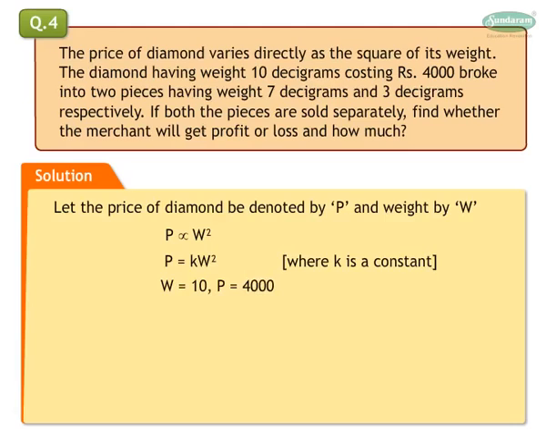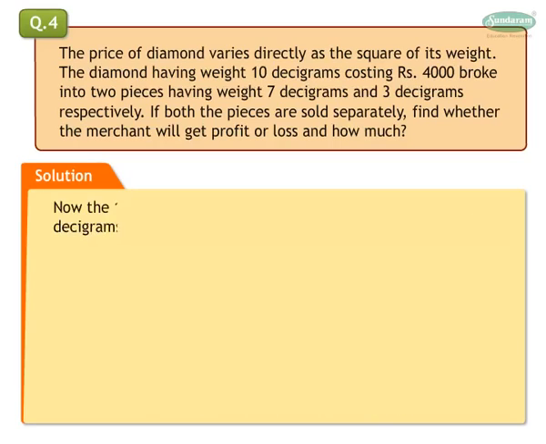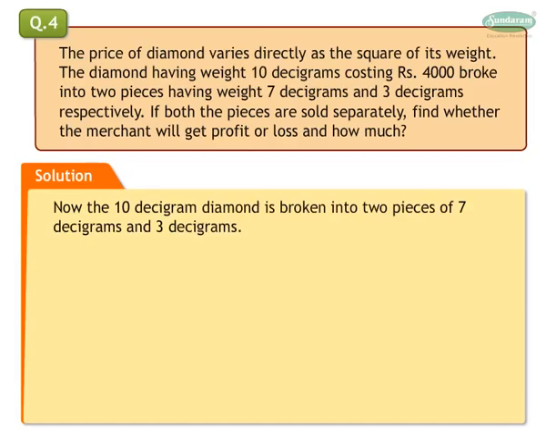By substituting the values, we get 4000 is equal to k into 10 square. Therefore, k is equal to 4000 upon 100. Therefore, k is equal to 40. Therefore, the equation of variation is P is equal to 40W square. Now, the 10 decigram diamond is broken into two pieces of 7 decigrams and 3 decigrams.